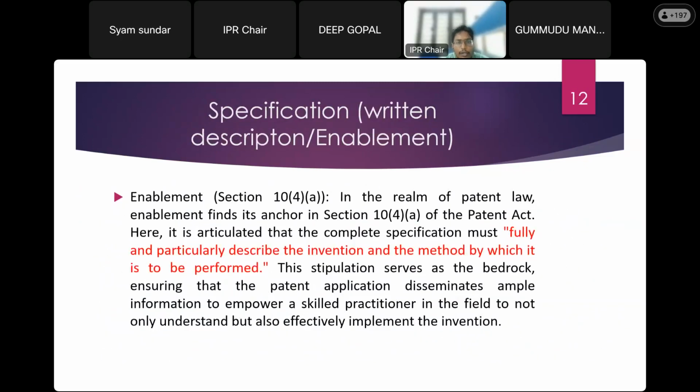And also you need to understand about specification. For example, you have come up with some invention. To protect your invention, you need to file a patent. While filing your patent application, you need to write a specification. Specification means written description and corresponding enablement. What is written description? You have to write in such a way that you fully and particularly describe your invention, because a patent is a quid pro quo.